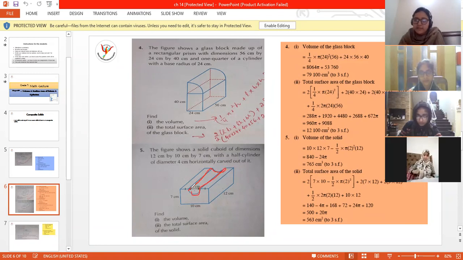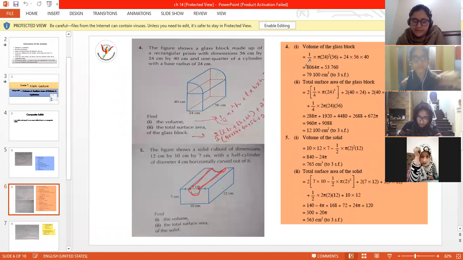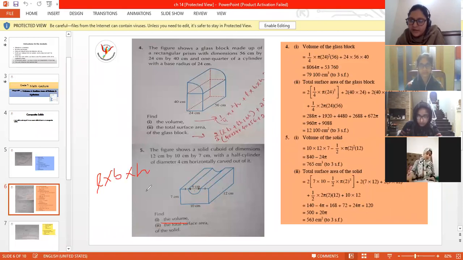What does it mean? That we have to subtract from the volume as well. Why the volume as well? First of all, we have to calculate the volume. Let me clear one thing for you. The volume of a cuboid is equal to length multiplied by breadth multiplied by height. Clear? This is the cuboid volume.